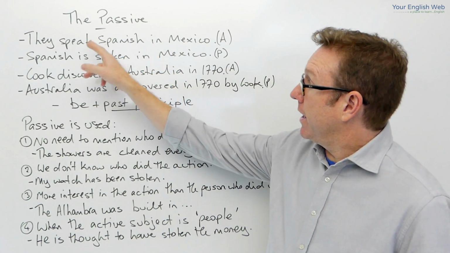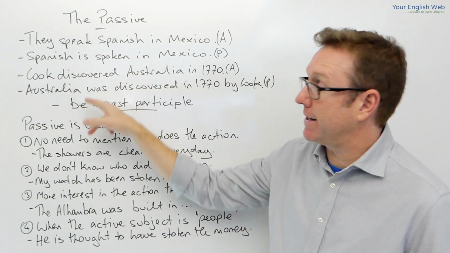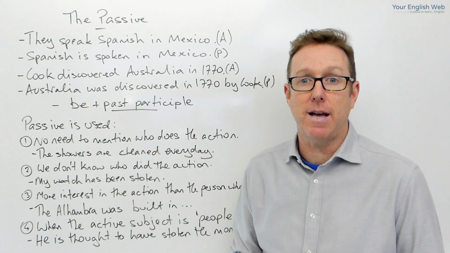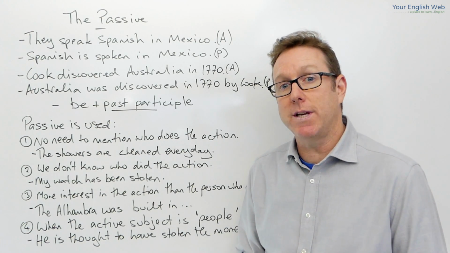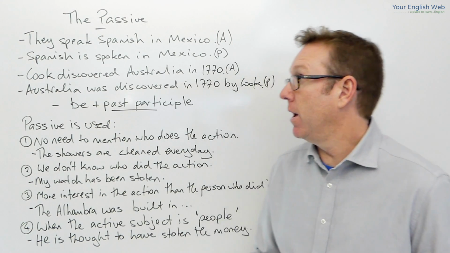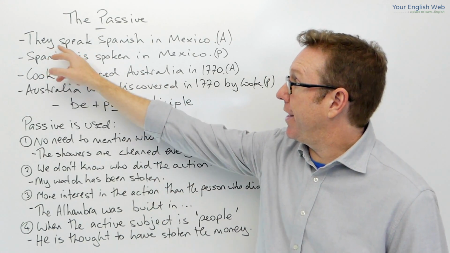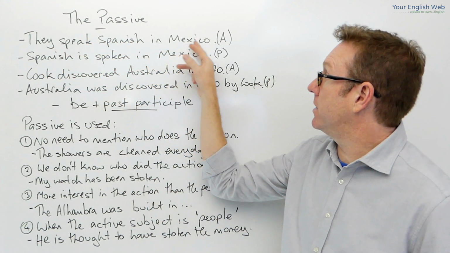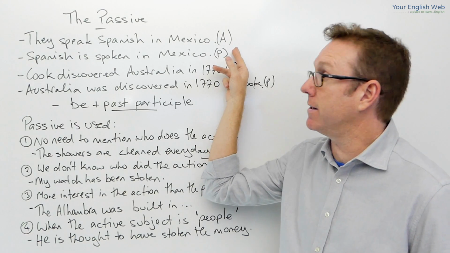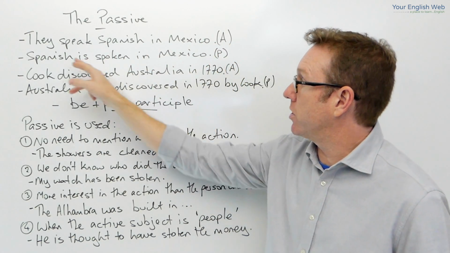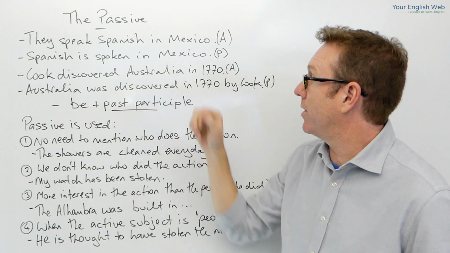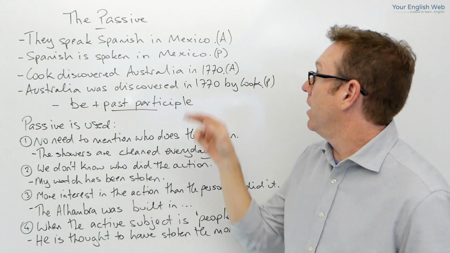Now, here we have 4 sentences. 2 sentences are active and 2 sentences are passive. So, the first one: They speak Spanish in Mexico. That's an active sentence. And the passive version is: Spanish is spoken in Mexico.